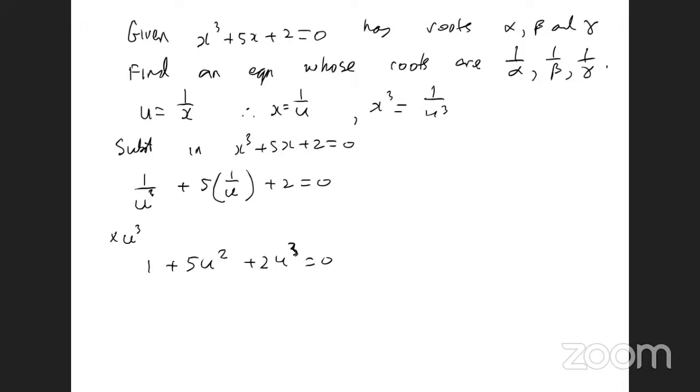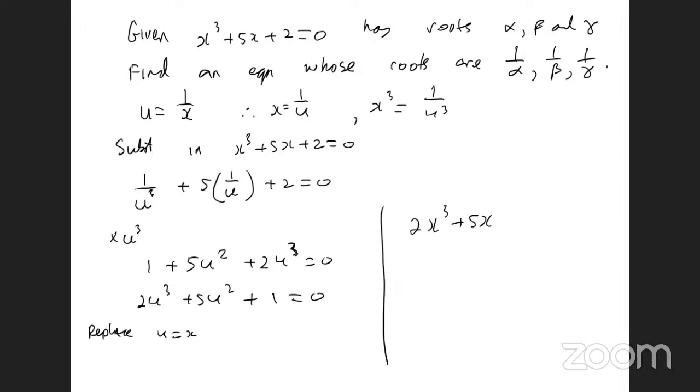And you're good to go. Rearrange it, you'll get 2U cubed plus 5U squared plus 1 is 0. And then you could do your replacing, and you will get your equation as 2x cubed plus 5x squared plus 1 is 0. That brings us to the end of module 1. Let's do a full module 1 now, and I won't rush into module 2 today.